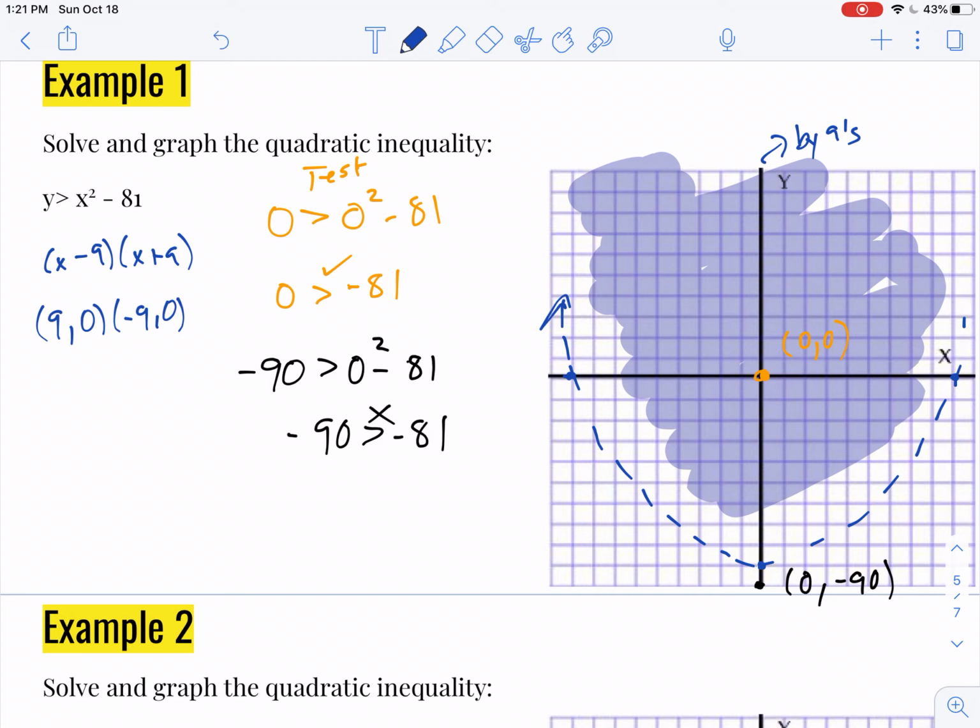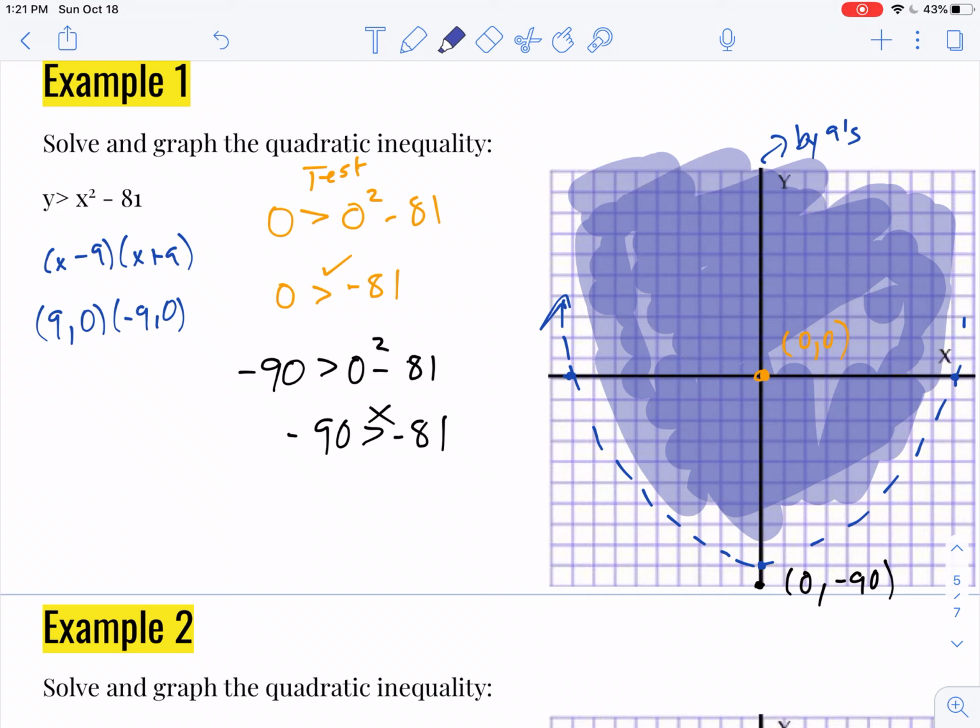I found out the point 0, 0 is a true statement. The point 0, negative 90 was not a true statement. So I'm going to shade the area of the parabola where that true statement was, which is above the parabola, in this case, inside the parabola if you want to think about it that way.